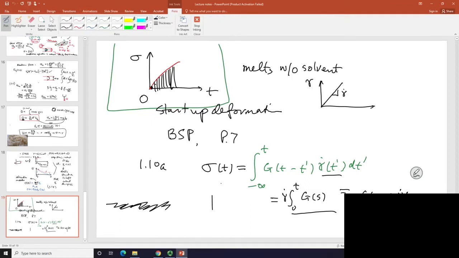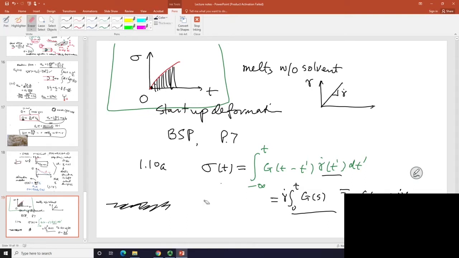So in any case, this is nothing but G gamma. This is nothing but the elastic response. When gamma is 0, of course, your stress is 0. So that's why he says, oh, this just comes out of the Boltzmann superposition principle.